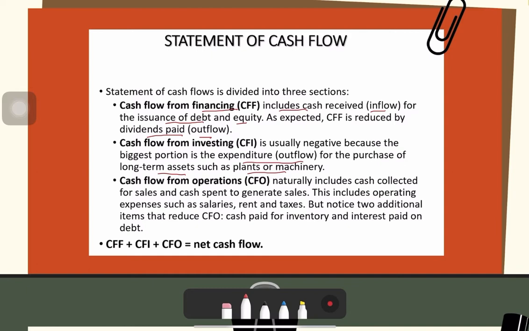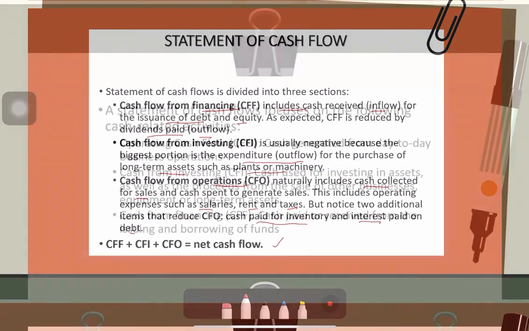Next, cash flow from operations naturally includes cash collected for sales. When we have sales, we collect cash, so there is an inflow. And then cash spent to generate sales includes operating expenses, such as salaries, rent and taxes. But notice two additional items that reduce CFO: when we pay for inventory and interest paid on debt. So CFF plus CFI plus CFO will become our net cash flow.